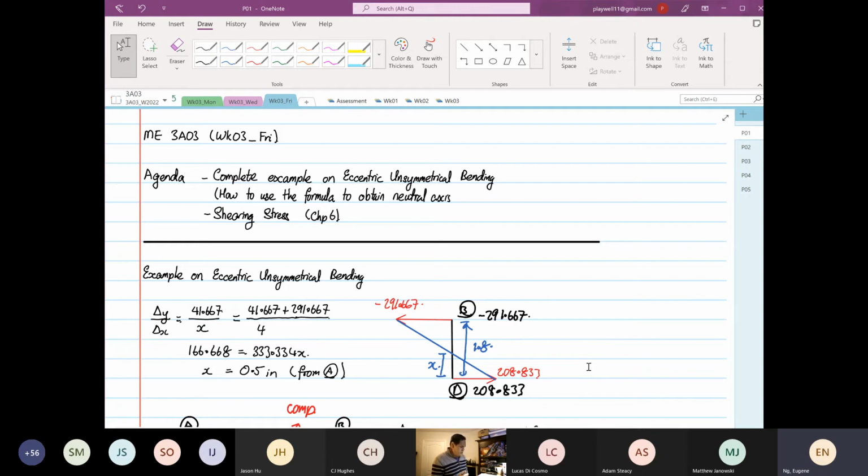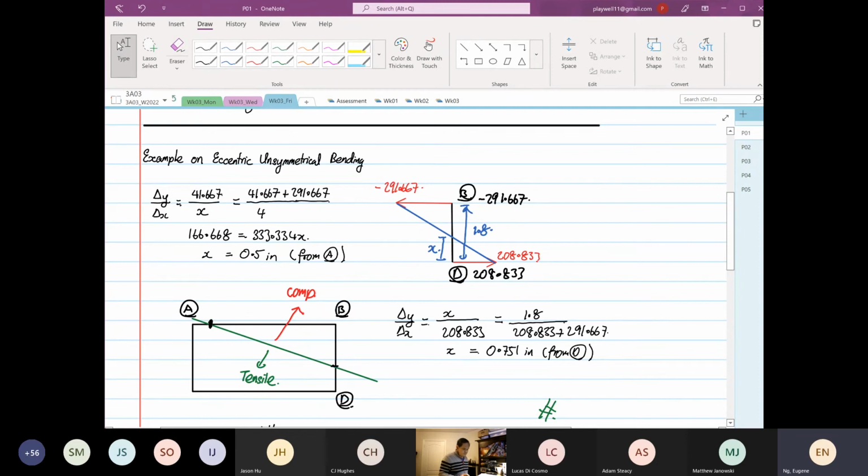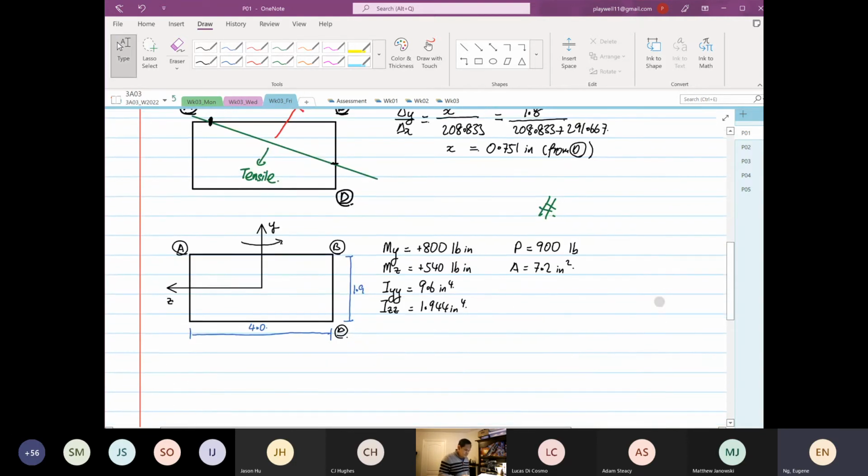I'd like to complete the example on eccentric unsymmetrical bending. We have finished it already, but a student asked me a good question. You taught us a way of finding the neutral axis, but how do we apply the formula? After that, we're going to start a new topic, one of the most difficult to understand topics in structural analysis, which is shearing stress. So let's look at the example of unsymmetrical bending. I showed you a technique on Wednesday, but a particular student, Eugene, asked me this question.